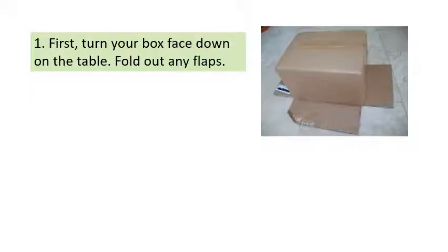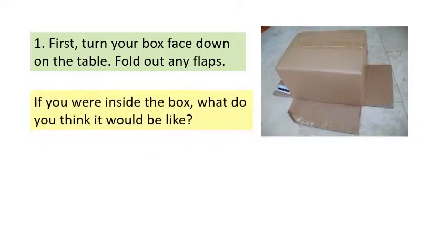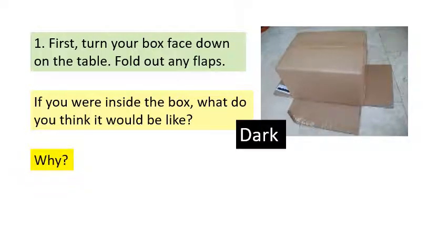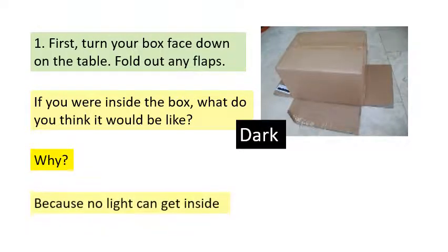First, you're going to turn your box face down on the table and fold out any flaps. If you were inside the box, what do you think it would be like? Hopefully, you thought dark. Why is that? Because no light can get inside, and darkness is the absence of light.